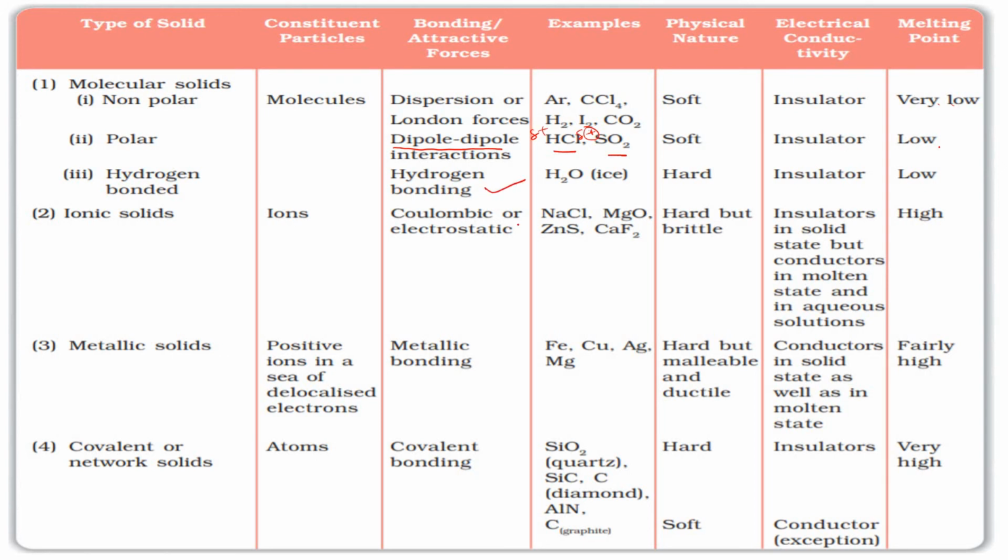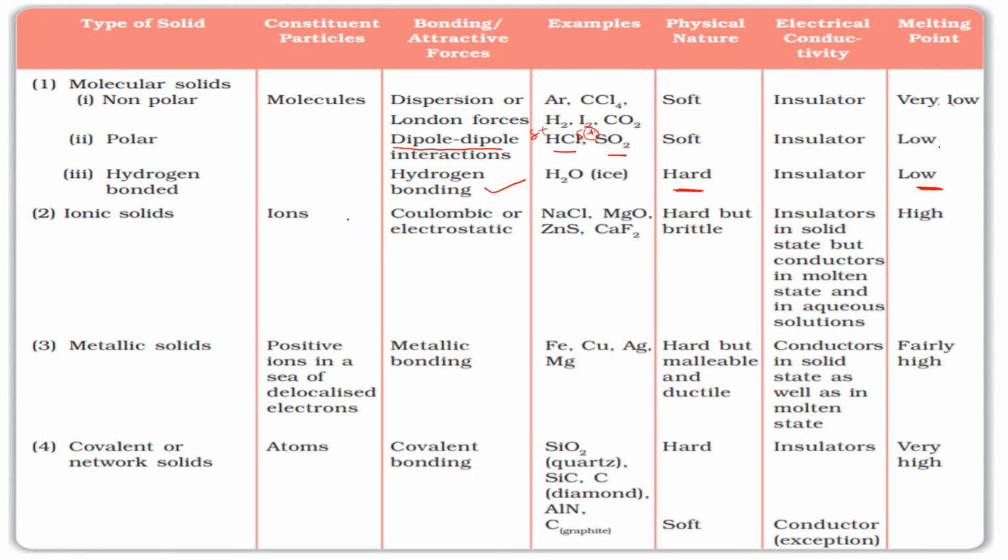Hydrogen bonding is operating, but hydrogen bonding is stronger than dipole force. That is the reason ice is hard in nature. But it still does not have ions or free electrons, therefore it is an insulator. And the melting point is also low, but compared to the polar, it will have a higher one.